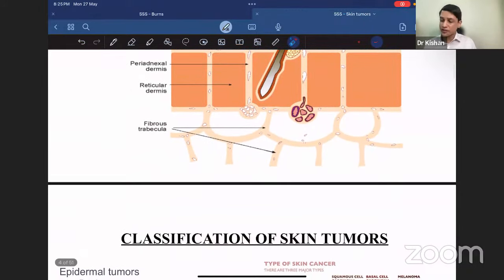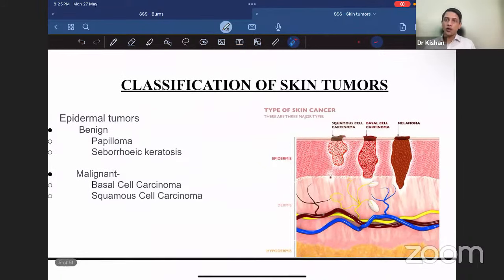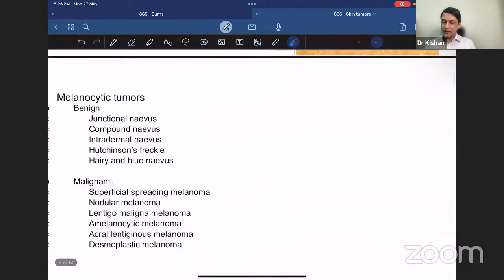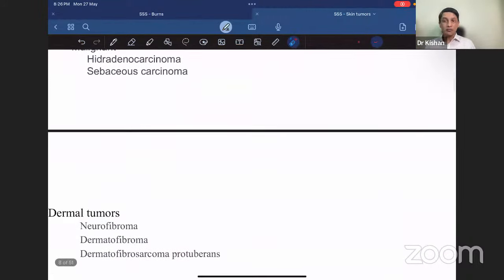Coming to the classification of skin tumors. This is very important. They can ask you to classify skin tumors and write about SCC. That will be the usual question asked: classify and write about any one. So skin tumors can be broadly categorized into epidermal, melanocytic, skin adnexal tumors, and dermal tumors.